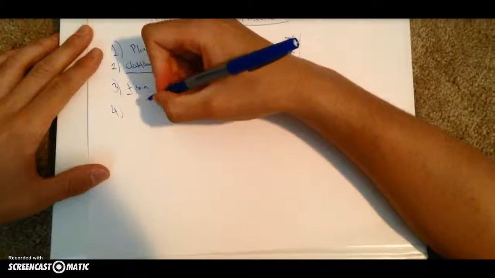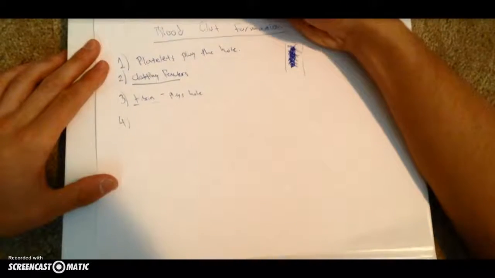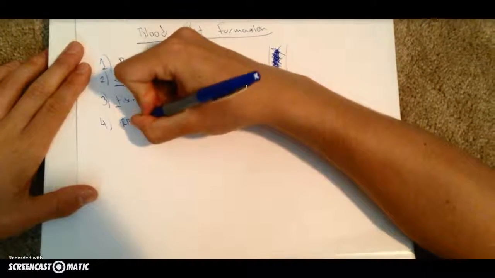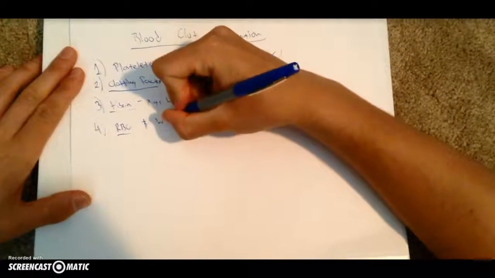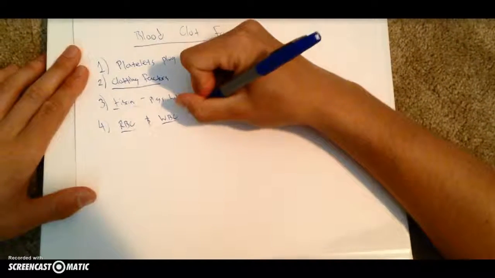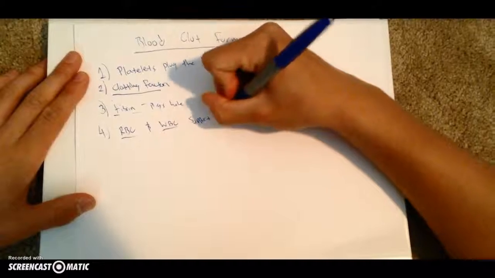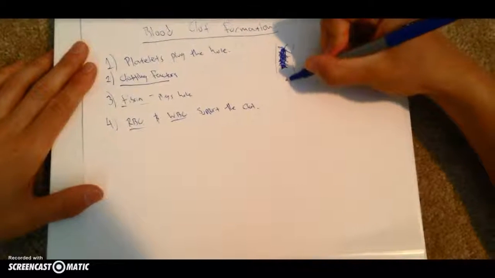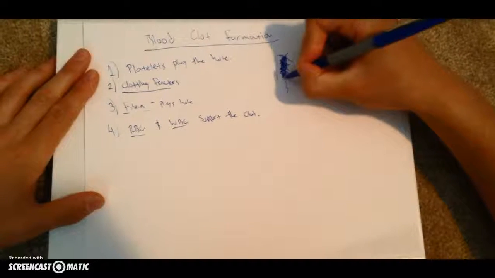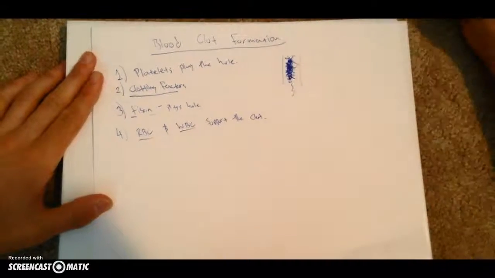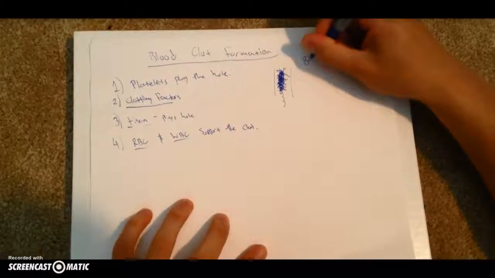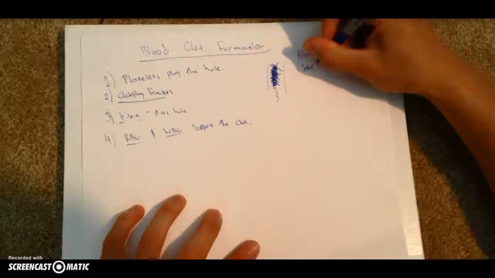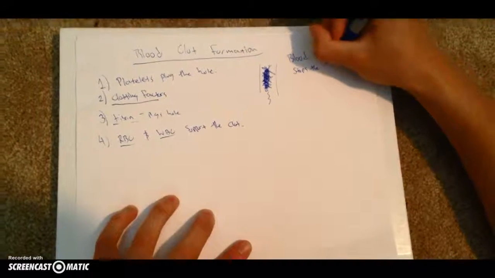The fourth step is other cells, like red blood cells and white blood cells. They come and support the clot. So they come flowing in through here. You just keep adding, like that. Before you know it, you got yourself a blood clot, which stops the blood from flowing out.